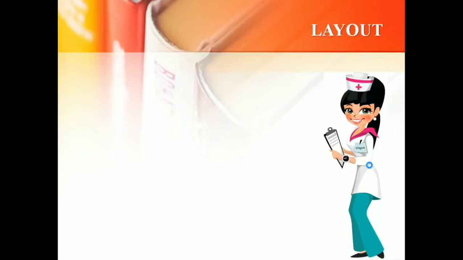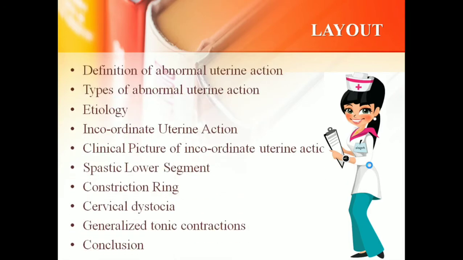I'll be talking about incoordinate uterine actions. This is a very important topic. We'll cover the definition of abnormal uterine action, types of abnormal uterine action, the etiology of abnormal uterine action, then the rest of the types like incoordinate uterine actions, clinical picture, spastic lower segment, constriction ring, cervical dystocia, generalized tonic contractions, and conclusion.